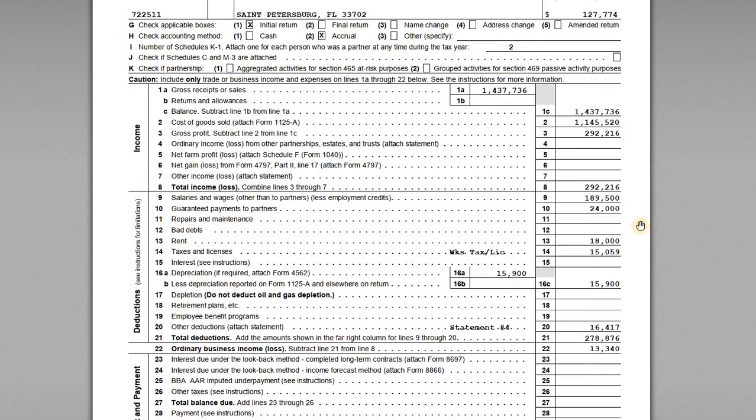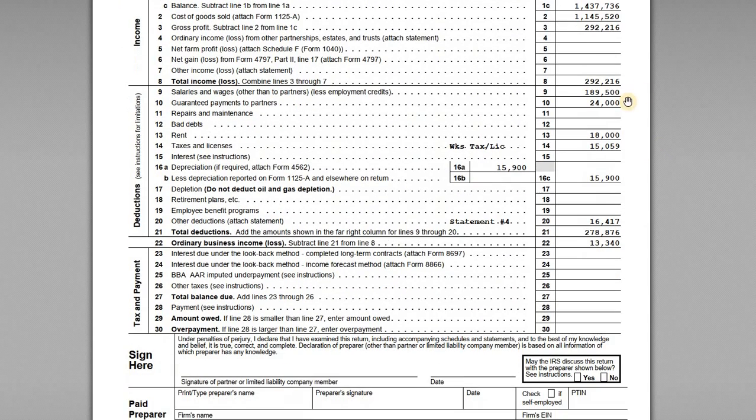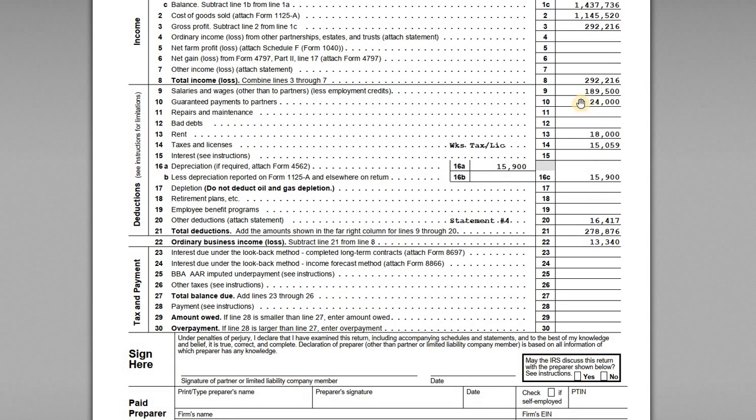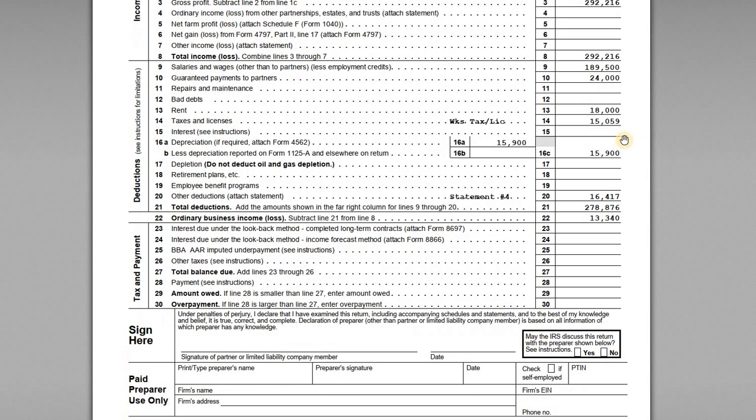All right. So we've got our gross profit there, and then all of our expenses, right? So salaries, and it does note here, other than to partners, right? So partners are not W-2 employees. So the salaries and wages should only be the non-owner employees of the business. The guaranteed payments are those salary payments to the owners, and so that's what we have here on line 10, the $24,000. We've got our rent, taxes, and licenses in there.